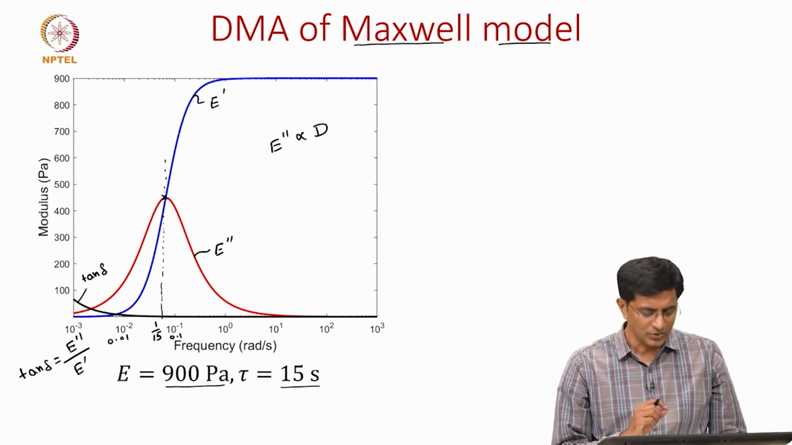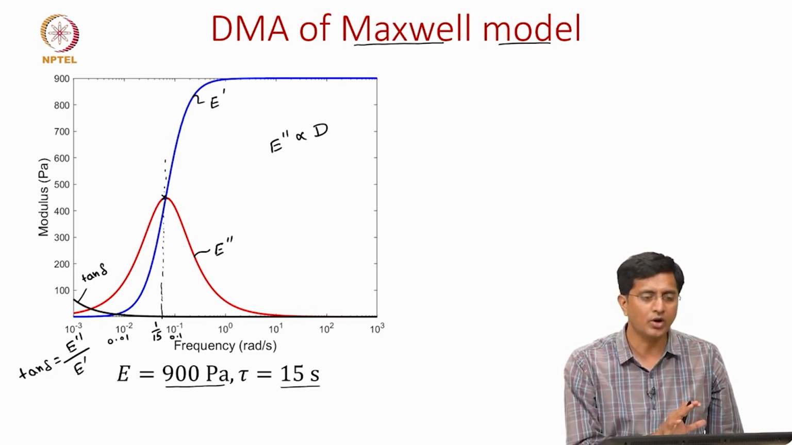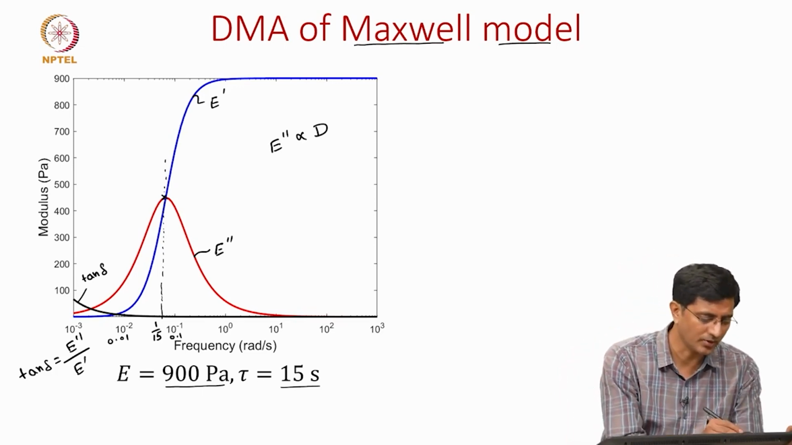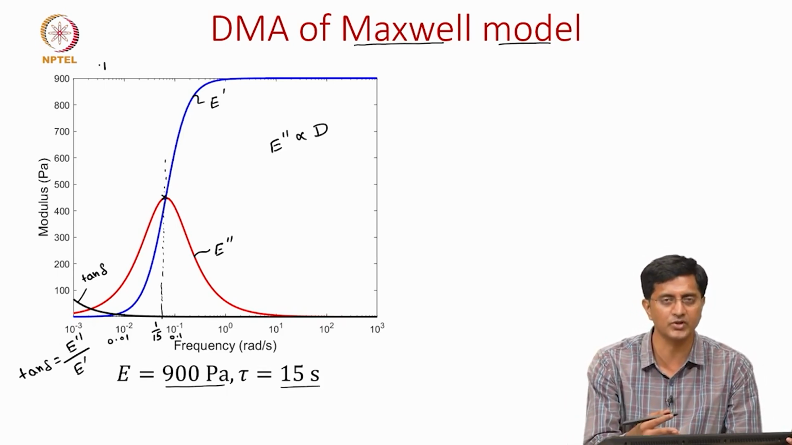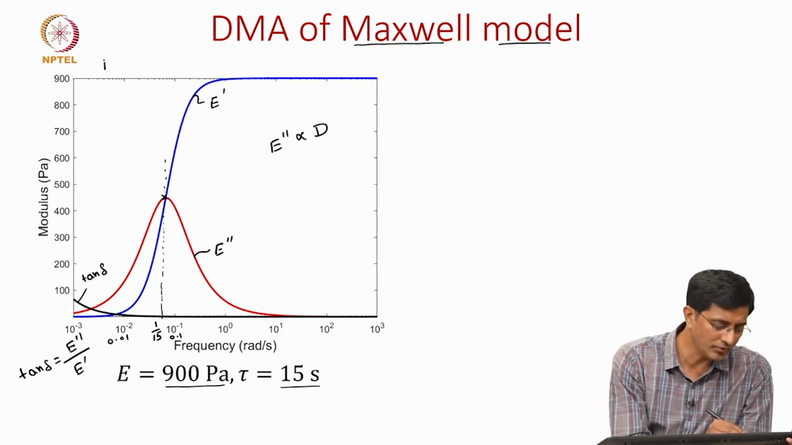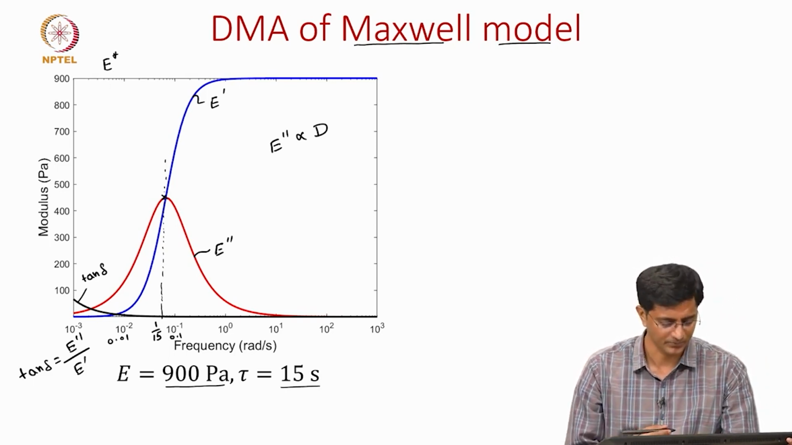Okay. So, now that we have this plot and we know how we are able to get this plot, right. So, basically once we know the differential equation for the Maxwell model, we should be able to find what is E star. Once I find E star, I should be able to come up with this plot. Okay.